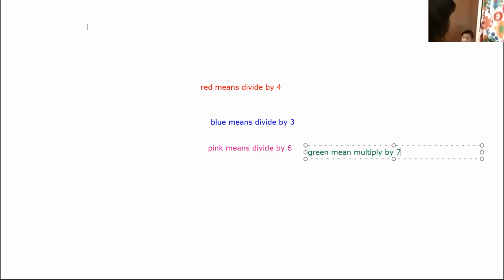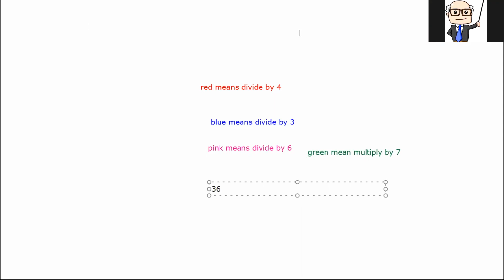And when I unmute, y'all have to say the answer fairly quickly. Okay? Now, the first question is, 36, and then I have an arrow, which is what color?